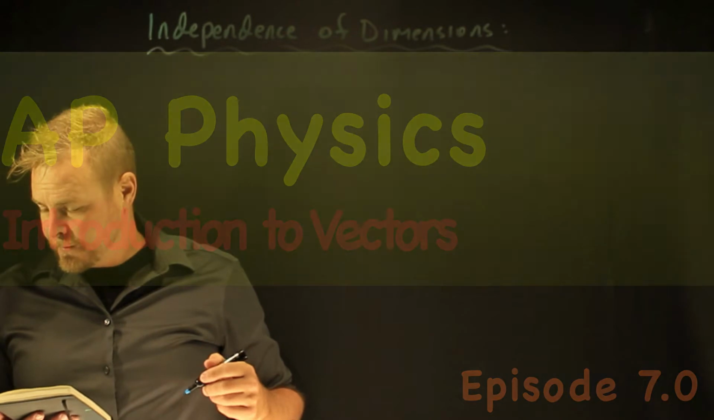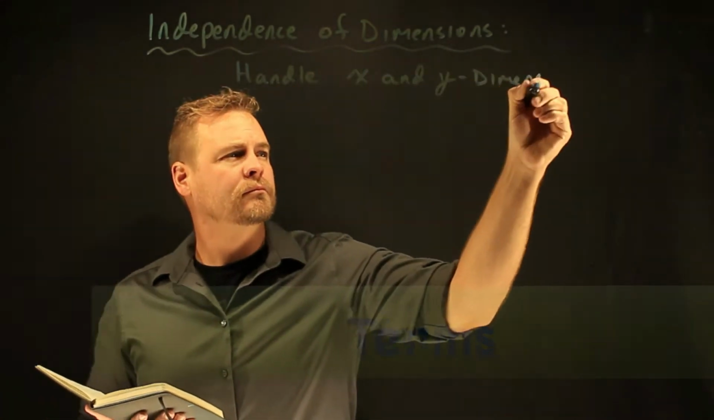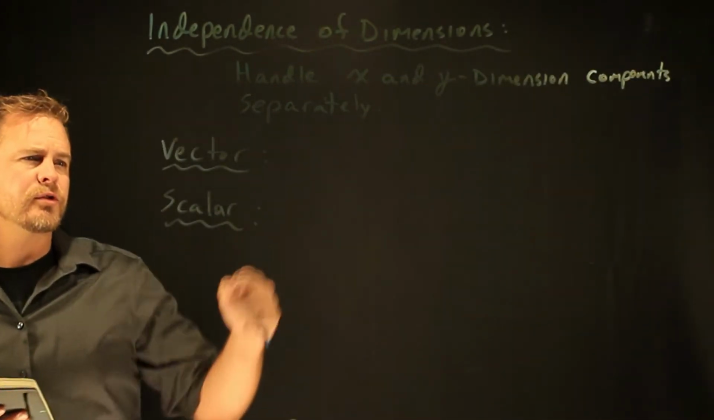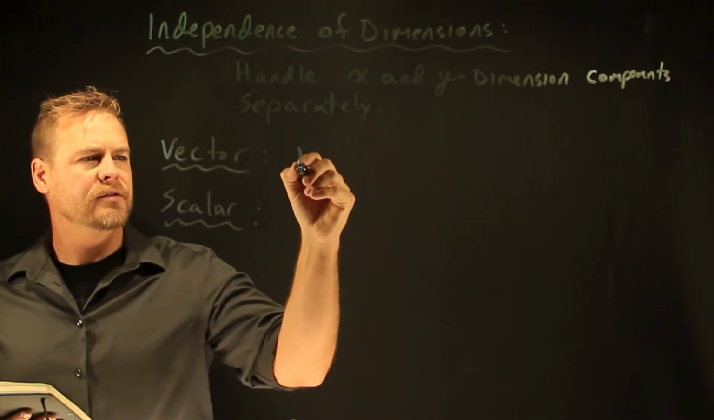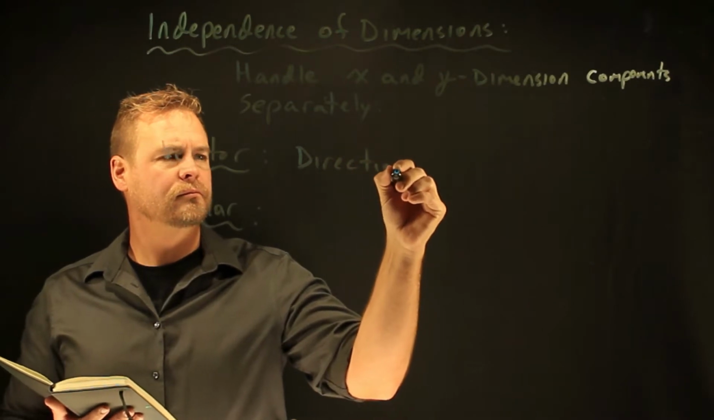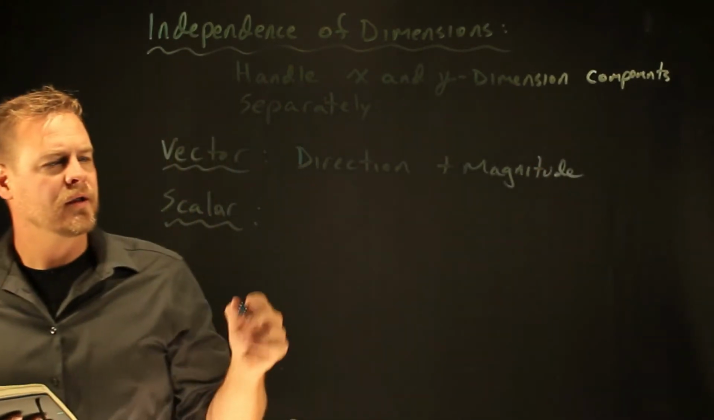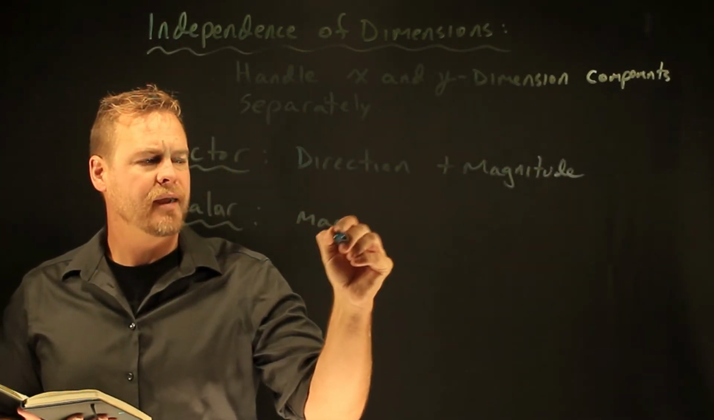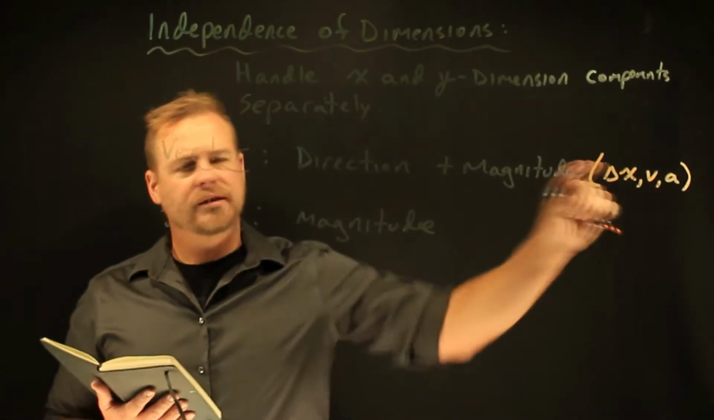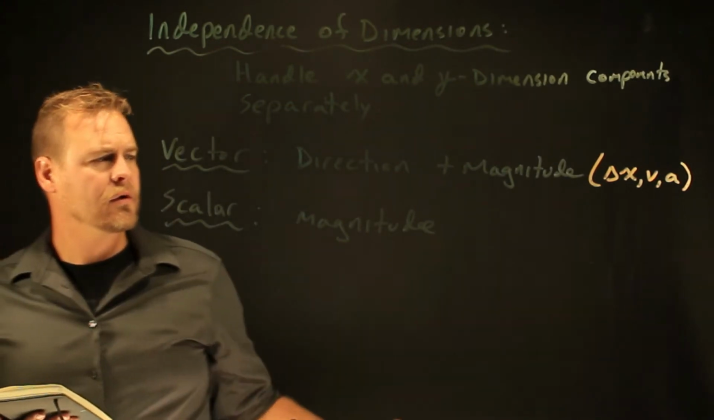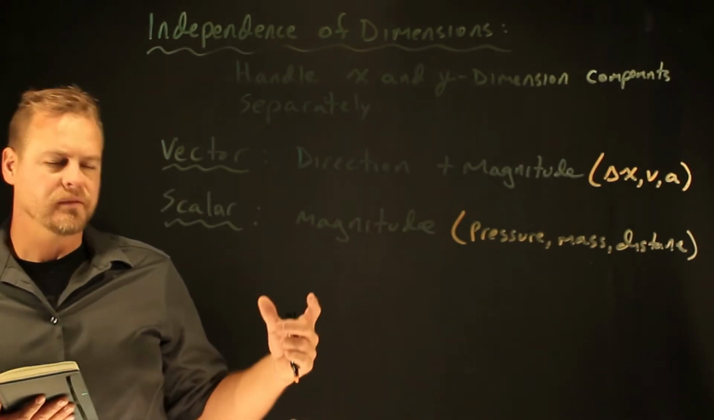Independence of dimensions says we must deal with the x and the y components separately. We've already talked about these two terms, vector and scalar, and the difference between the two is that the vector has direction, where scalar is only a magnitude. Some examples of a vector are displacement, velocity, acceleration. Scalar, however, pressure, mass, distance, anything that's not directionally relevant.